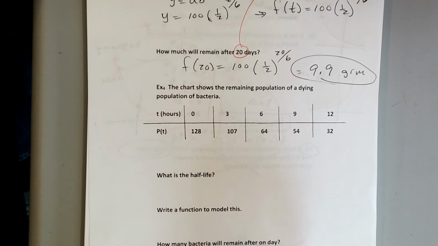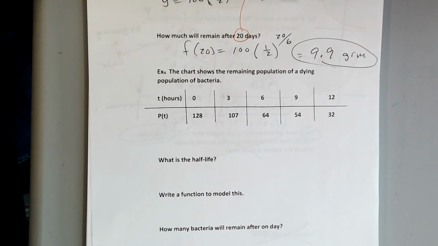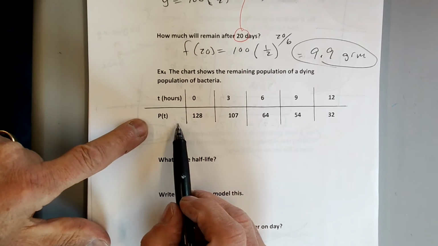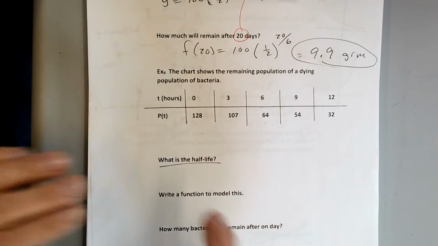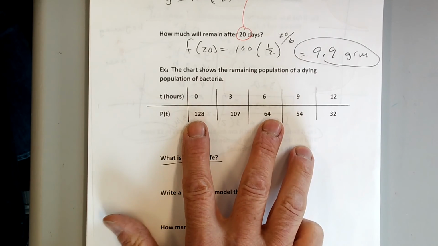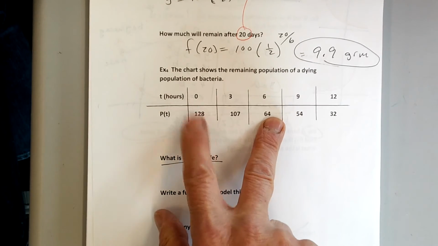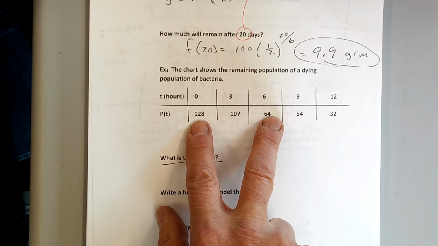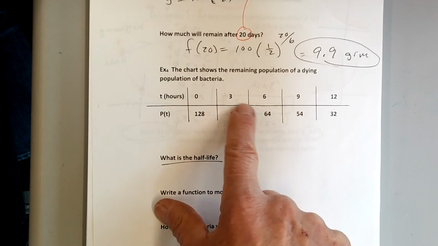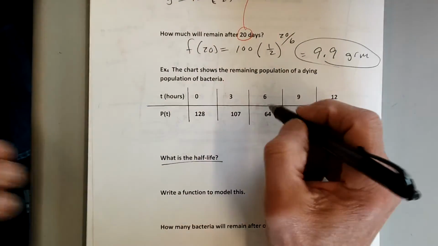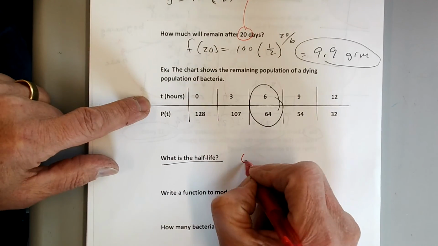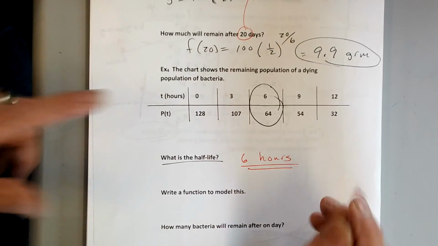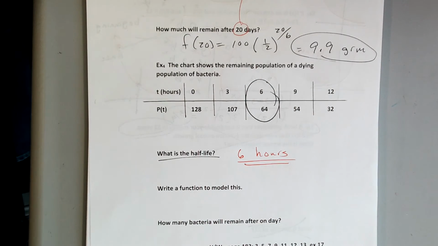All right. Example 4. It looks hard, but it's not. It's easy. So we have got some stuff, and every 3 hours we check it and see how much is left, right? So what's the half-life? See where my fingers are? It went from 128 to 64. Isn't that half of that? So the half-life is 6 days. Half-life is a time. 6 hours. Thank you, Spencer. So every 6 hours, you're left with half.